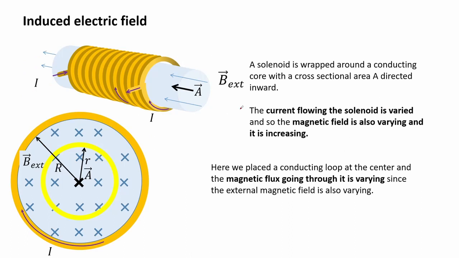A solenoid is wrapped around a conducting core with a cross-sectional area A directed inward. The current flowing in the solenoid is varied, and so the magnetic field is also varying, and it is increasing. Viewing the conducting core from its side, we see that a varying external magnetic field is pointed into the page. Here we placed a conducting loop at the center, and the magnetic flux going through it is varying since the external magnetic field is also varying.